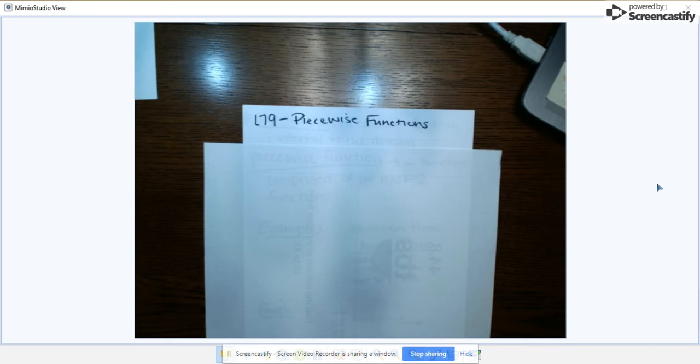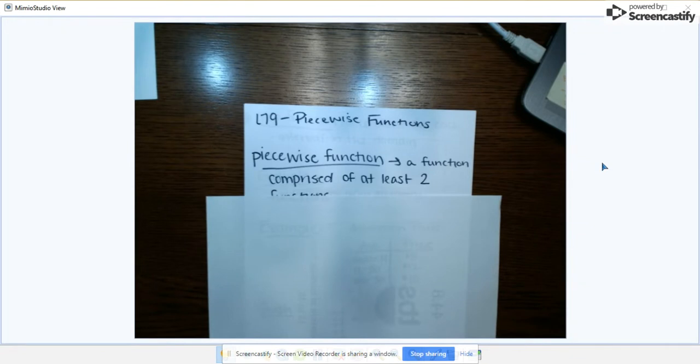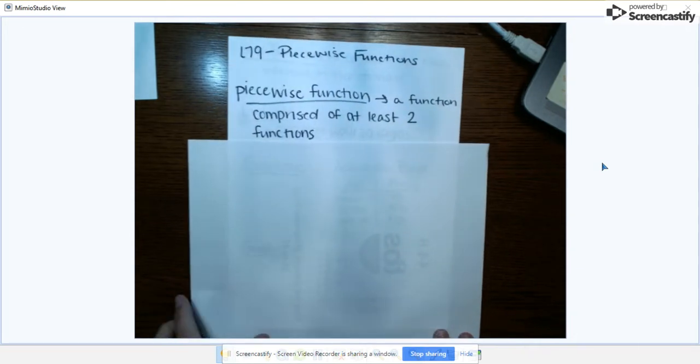Hey guys, today we're going to look at piecewise functions and then learn how to graph them. A piecewise function is a function that has at least two different functions or pieces. So we're going to start with an example.